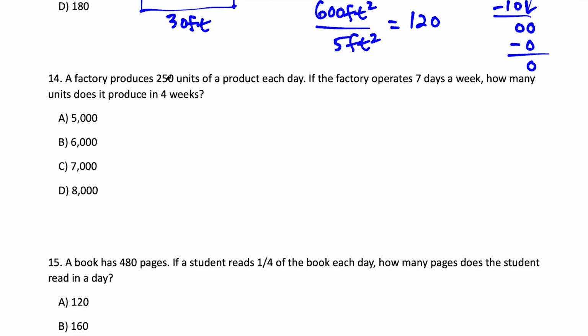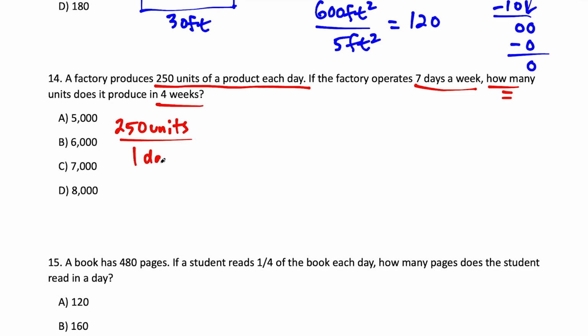Question 14, we have a factory that produces 250 units of a product each day. If the factory operates 7 days a week, how many units does it produce in 4 weeks? So for this question, if you just know to multiply all these numbers together, then great. Otherwise, just think about it like this. We have this rate over here, 250 units per day. That is the rate we're starting with. So the factory makes 250 units for 1 day like this.